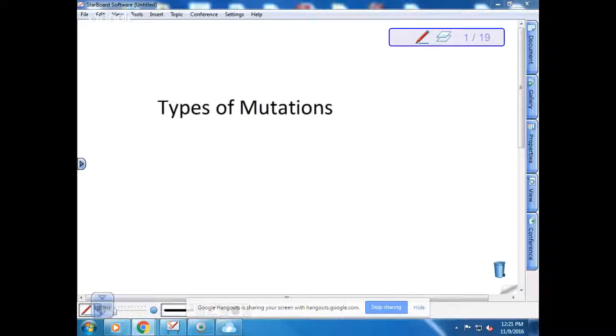So let's talk about different types of mutations. The example that I gave you with hemoglobin and sickle cell anemia, we're actually going to investigate a little bit further in lab next week. And we're going to talk about what is referred to as a point mutation. A point mutation is where you simply have a substitution of a single base.